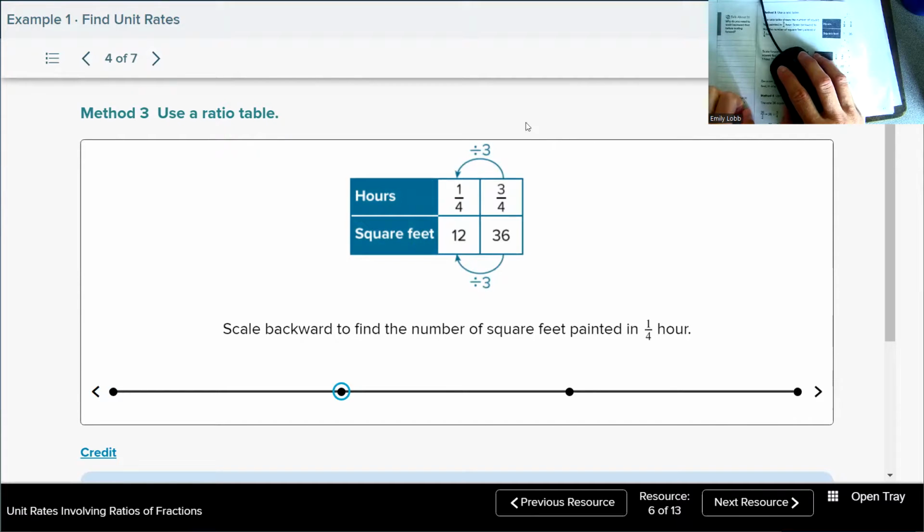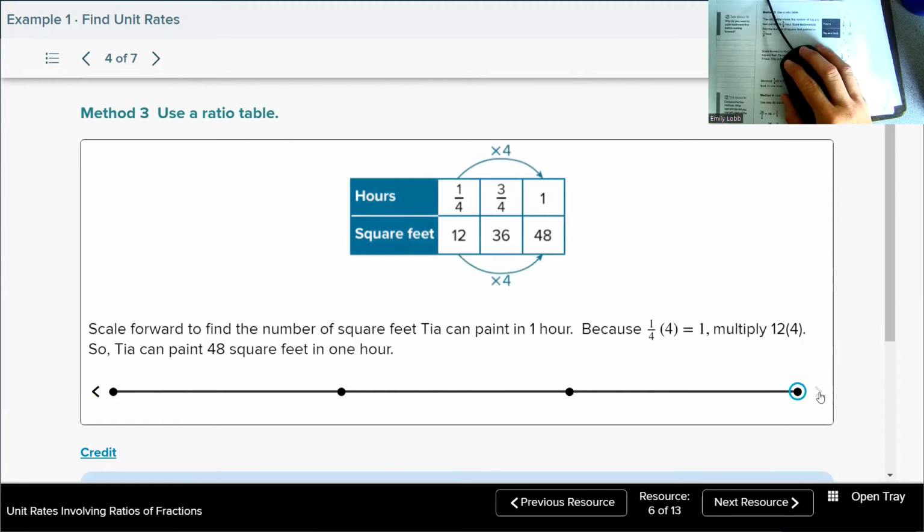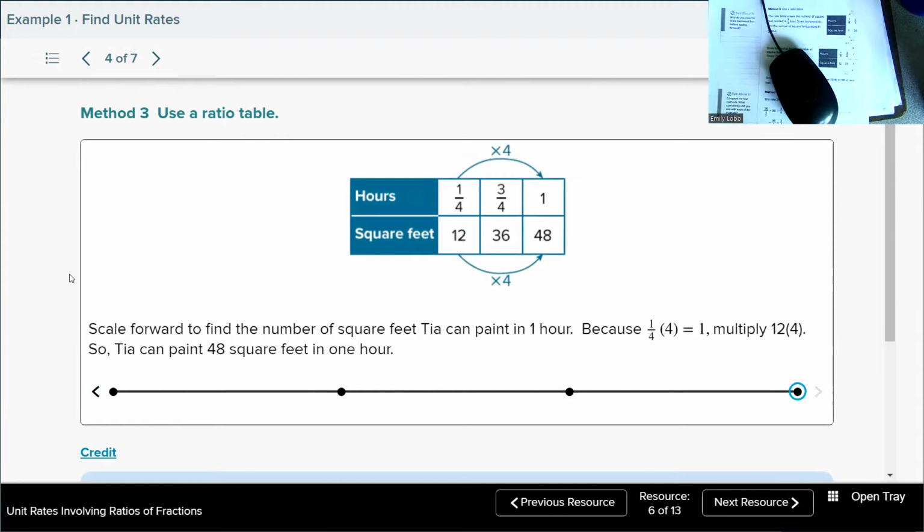So if we scale back this way and divide them both by 3, we see how much they make in a quarter hour, which was 12. And then 12 feet were painted in 1/4 hour. So 12 for 1/4. How many quarters are there in 1? 4. So if I multiply 1/4 by 4 to make 1, what am I multiplying the 12 by? 4. So we have to scale forward to find the number of square feet.